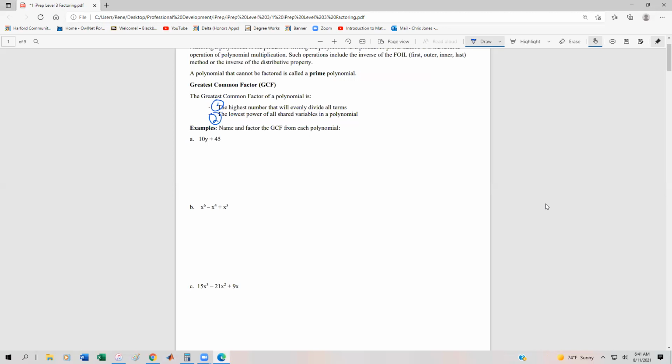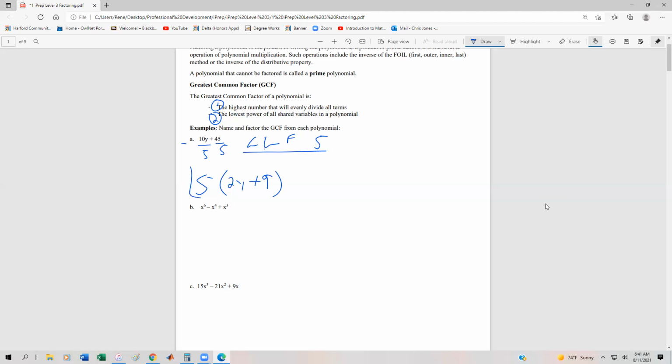We have a really simplistic binomial to start with, 10y plus 45. The highest number that evenly divides both 10 and 45 is going to be 5, and there's no shared variable. So in this example, the GCF is 5. We're going to divide each of the terms by 5 and put a 5 on the outside. 10 divided by 5 is 2, we carry down the y, and 45 divided by 5 is 9.